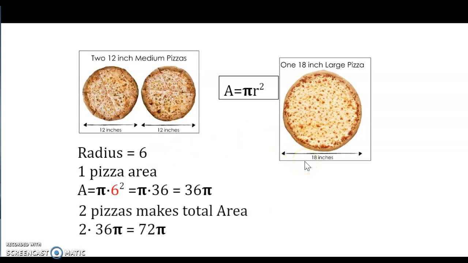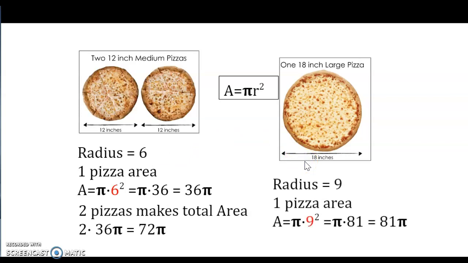What about the 18-inch large pizza? The radius this time is not 18 inches, but half of that, which is 9. So that's going to be pi times 9 squared. Pi times 81 is 81 pi. So which is a better deal? 81 pi is bigger, so it will be better for you to order the 18-inch large pizza in this case.